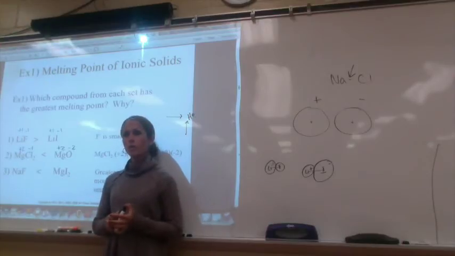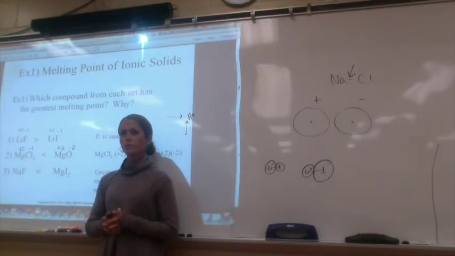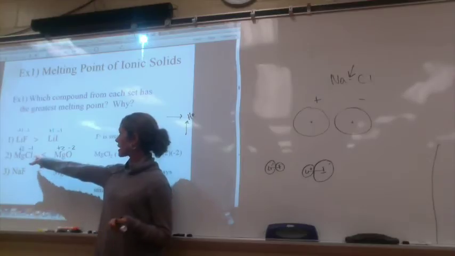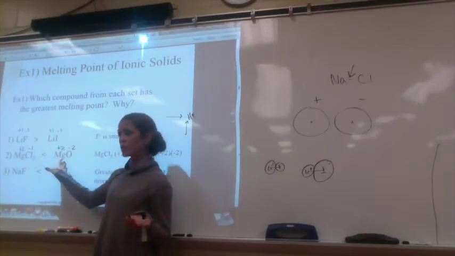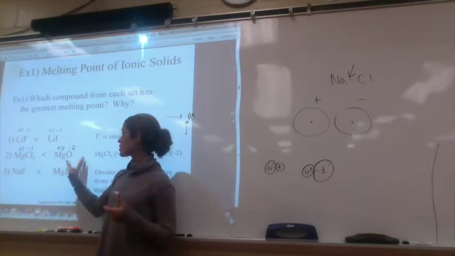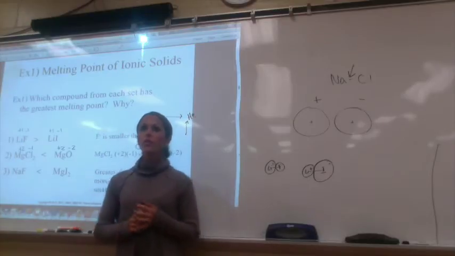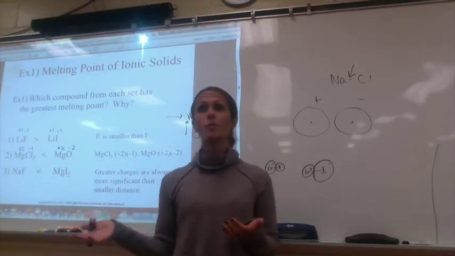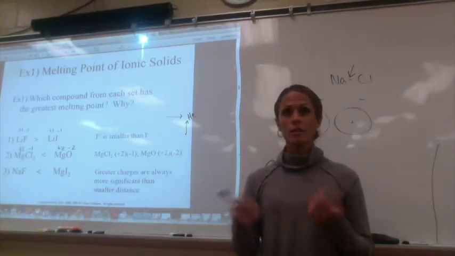So when you're justifying, do you say, like, the charge? How would you say? You can say it just like this. The charge of magnesium is +2, the charge of chlorine is -1, the charge of Mg is +2, O is -2. Greater charge, according to Coulomb's law, means greater force of attraction.